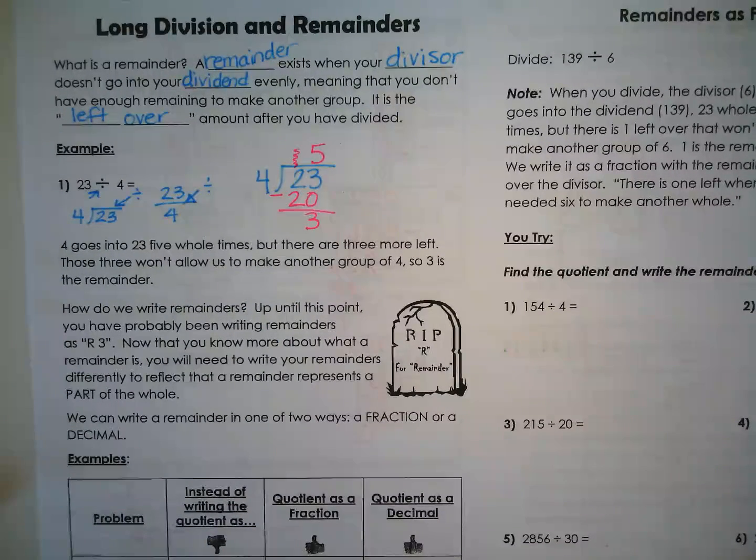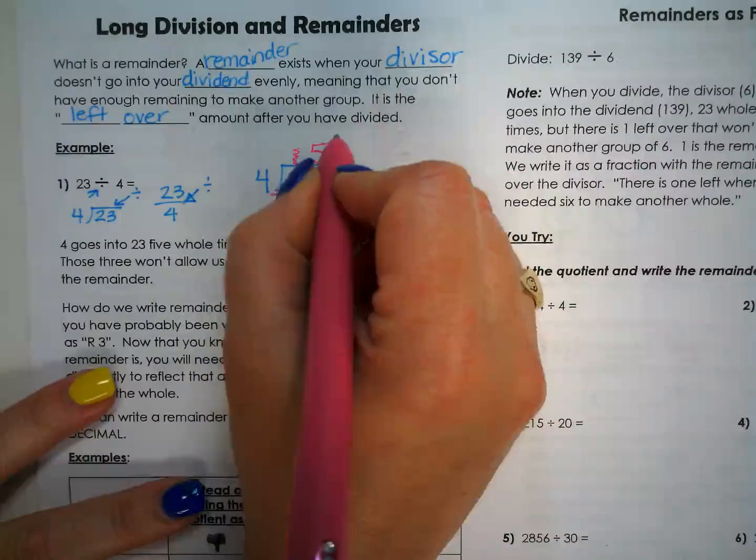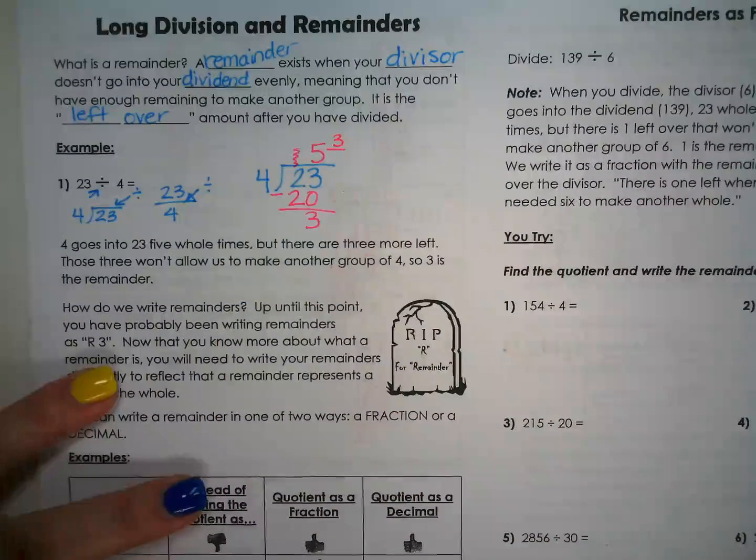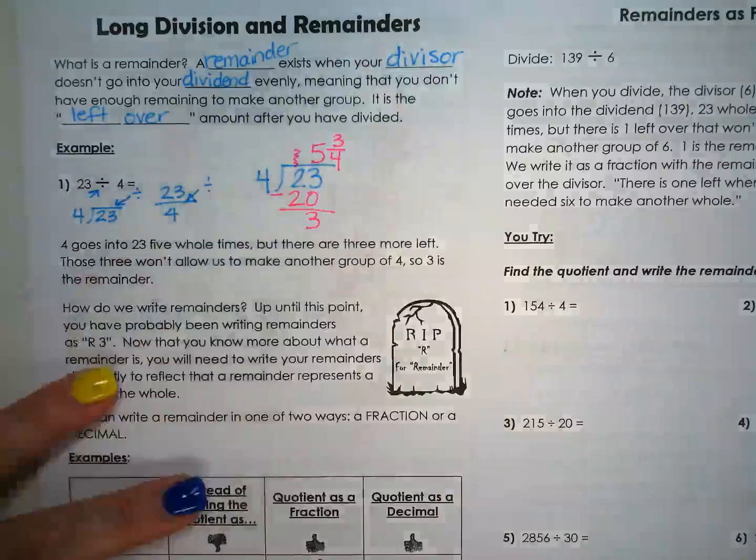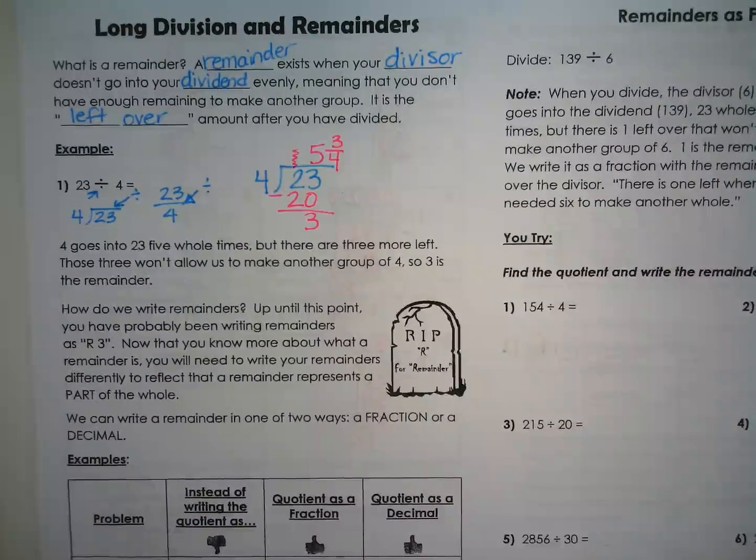How many did I need to make another whole group? 4. So what do those pieces of a fraction mean? I have 3 pieces left over when I needed 4 more to make another whole. That's how you can write it as a fraction.